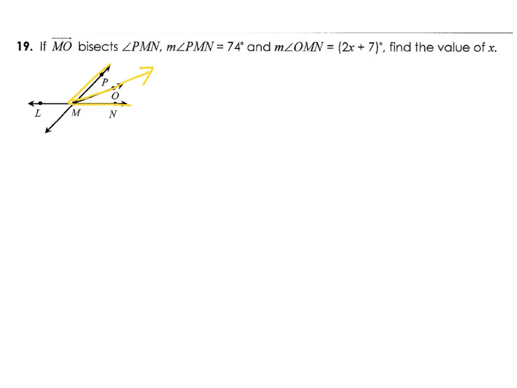So that means it cuts it in half. So that means this angle is congruent to this angle. And we know that PMN is 74. So PMN is the whole thing. If the whole thing is 74 degrees and it cuts it in half, then each one equals 37, because 74 divided by 2 gives us 37.